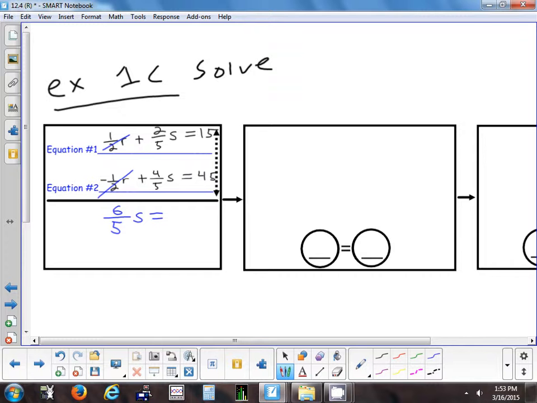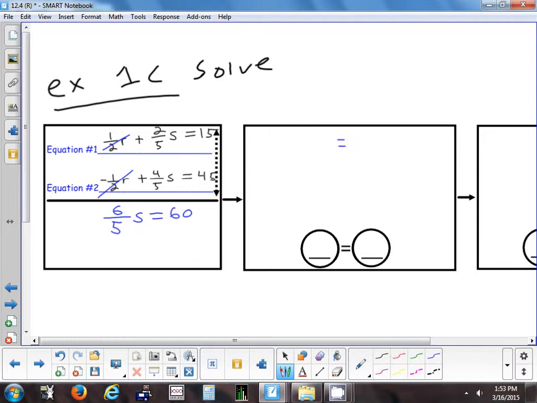Okay, what's on the other side? 60. How'd you get 60? You add them together. Good. Just add 15 and 45. Which letter did we just eliminate? R is gone. We don't need to think about it. Now we're thinking about S. What do I do with this equation? Bring it over. Put it in the second box. So 6/5 S equals 60.